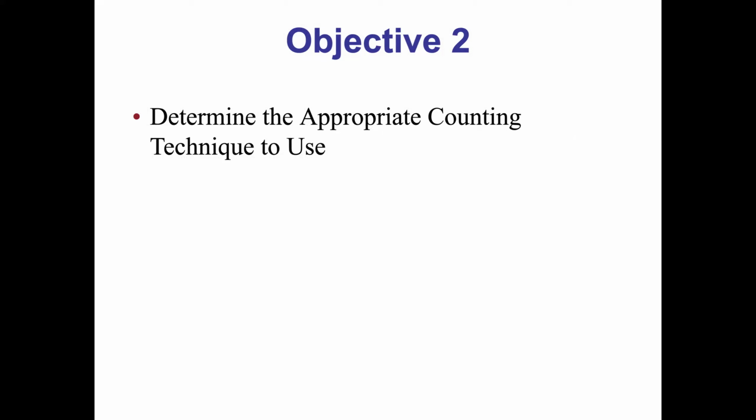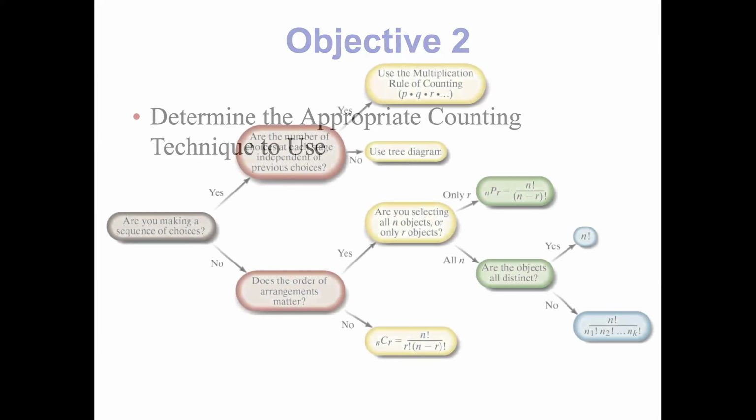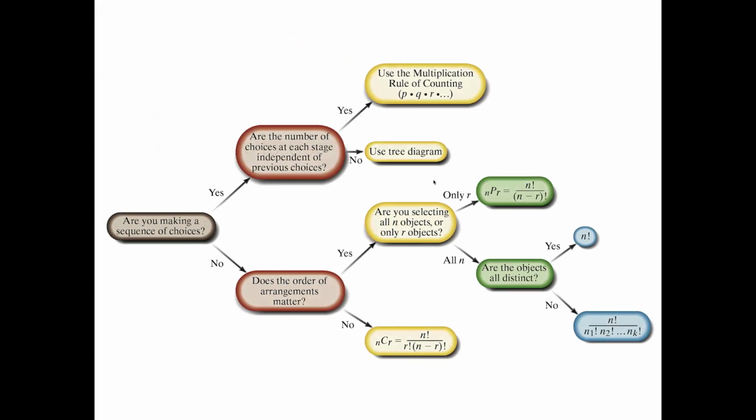We're on objective 2. We've done the tree that allows us to go through the right technique to use for probabilities, but now we have counts. Okay, so let's do this. This is our tree. We're going to end up with these different formulas here. Here are the formulas all over here. So let's go through the first step here. Are you making a sequence of choices? Okay.